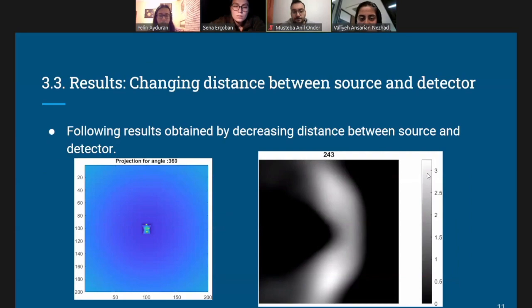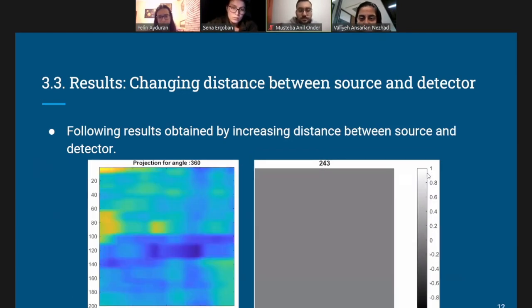Here you can see the results of changing the distance between the source and detector. The distance is decreased, and so the projection image is smaller, and because of that the back projection image is noisy. And here you can see the following results obtained by increasing the distance between the source and the detector. Because of that the projection data is very noisy and does not make any sense, and the back projection data is wrong.